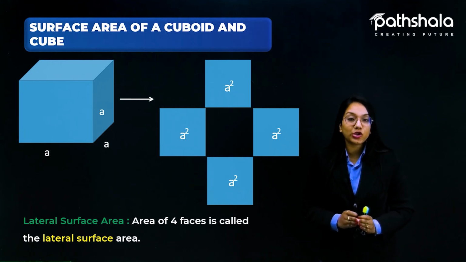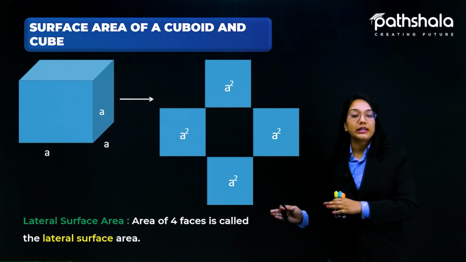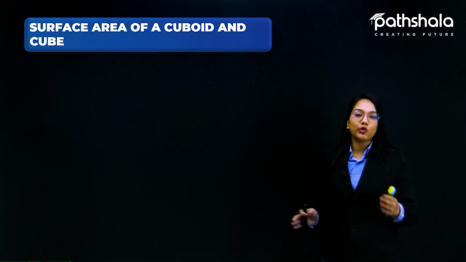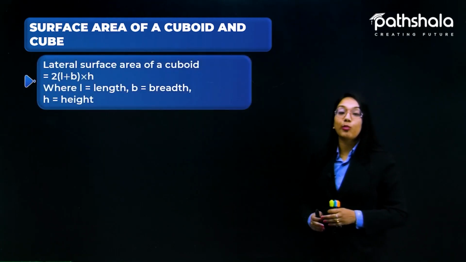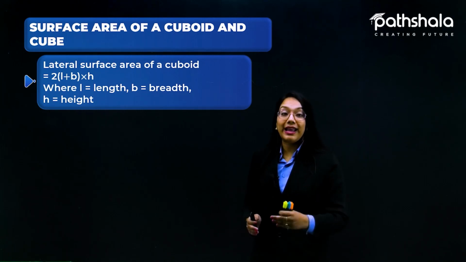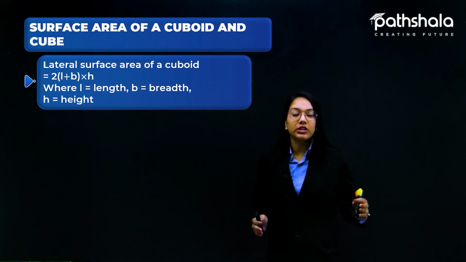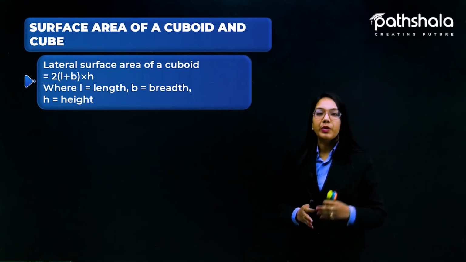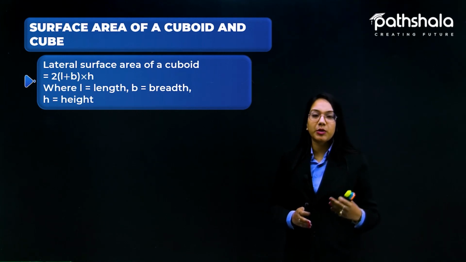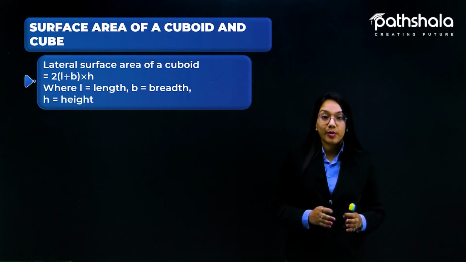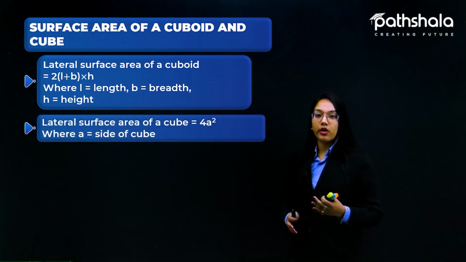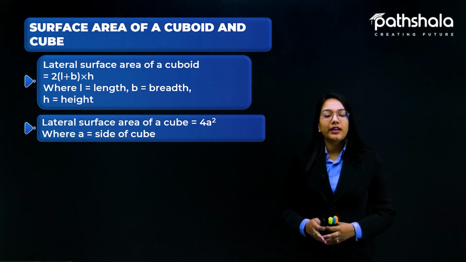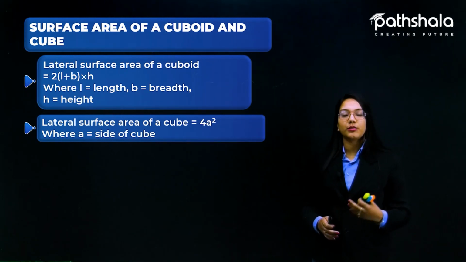In a similar way, if I'm talking about the lateral surface area of the cuboid, I can also calculate it. Let's talk about the lateral surface area of the cuboid. It is 2 into (L plus B) into H. This is the sum of the areas of the 4 walls of a cuboid. So the lateral surface area of a cuboid is 2 into (L plus B) into H, where L is the length, B is the breadth, H is the height. Moreover, the lateral surface area of a cube is 4 into side square. We have already calculated it, and it can also be written as 4 into A square, where A is the side of the cube.